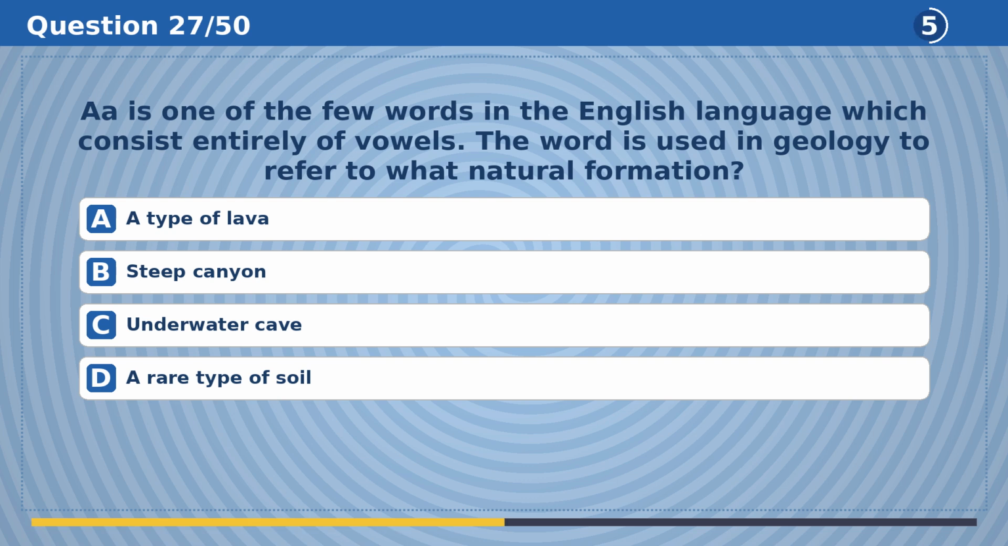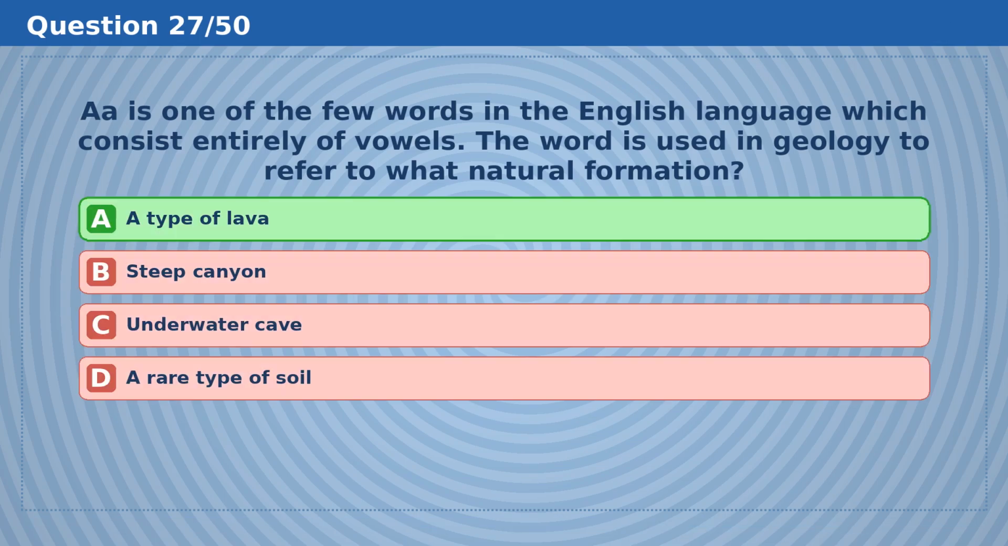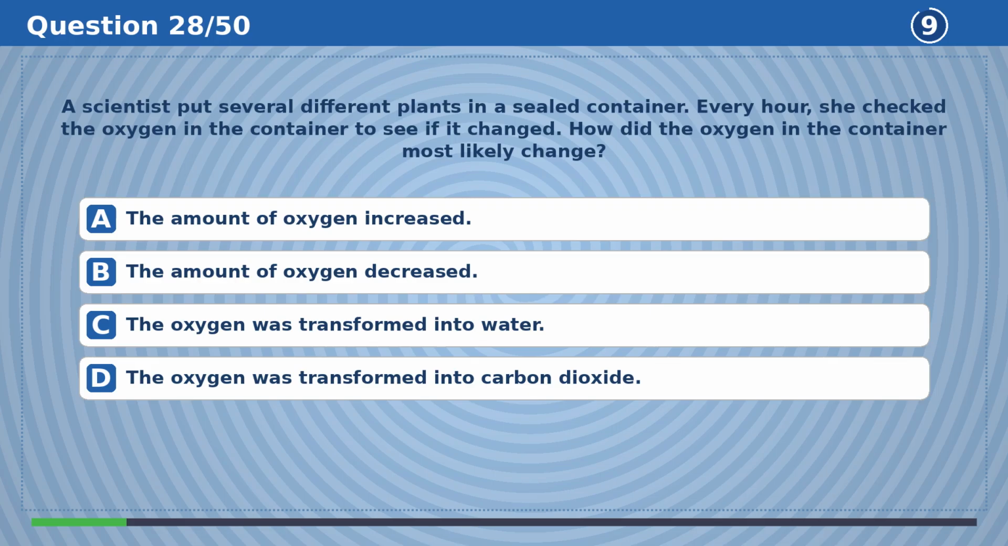Is one of the few words in the English language which consist entirely of vowels. The word is used in geology to refer to what natural formation? The answer is A. A type of lava.